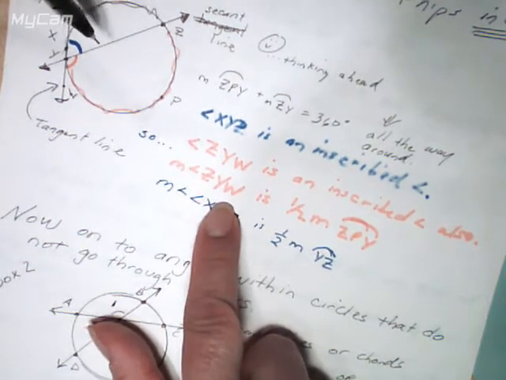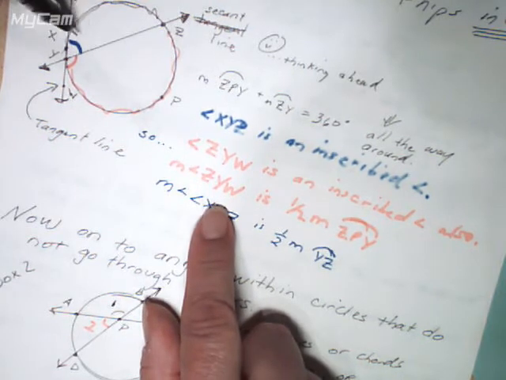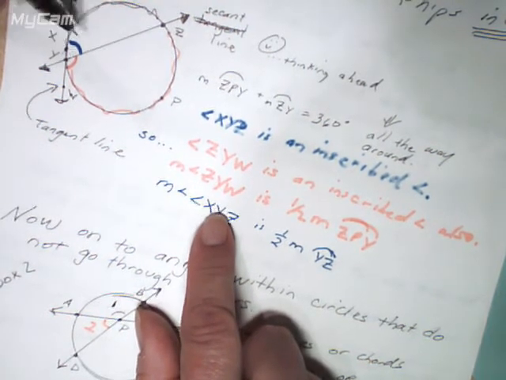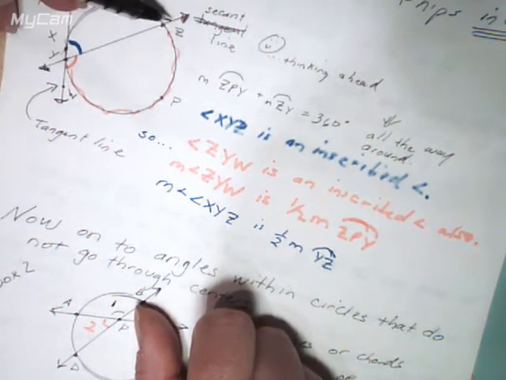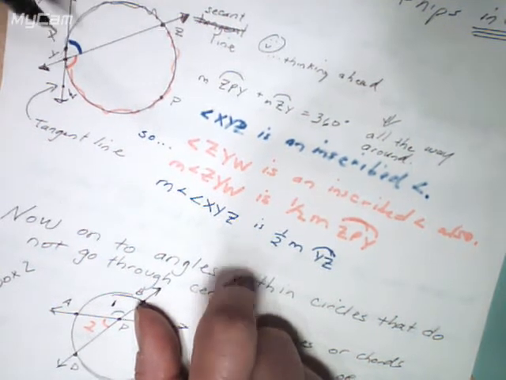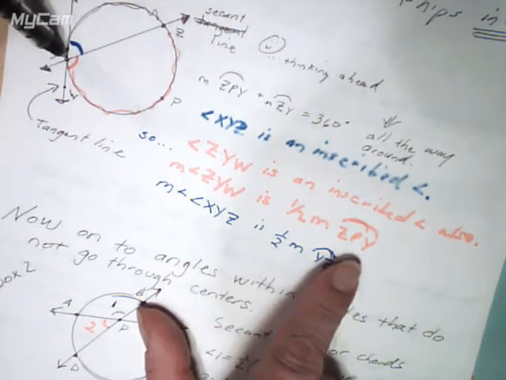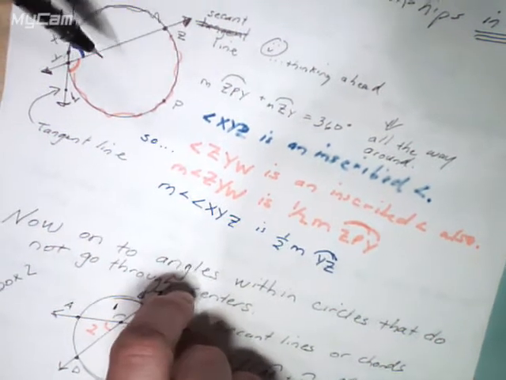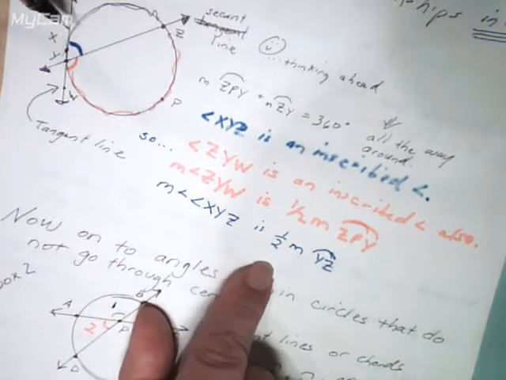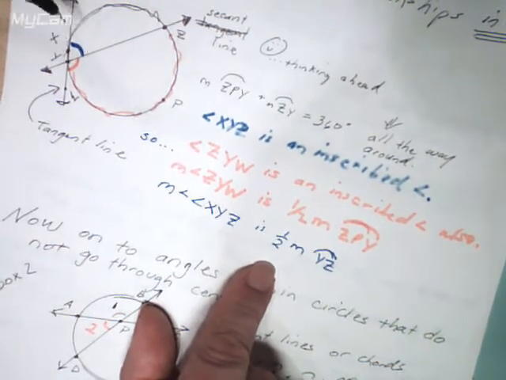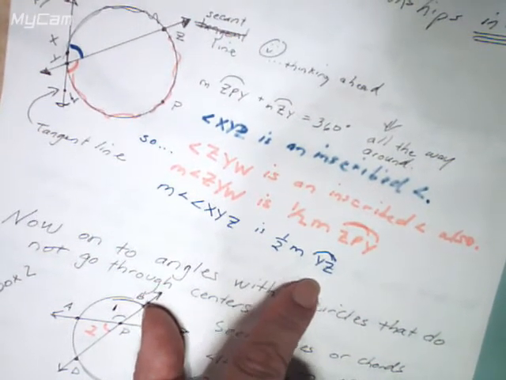So the measure is just the same as in 6.6. These inscribed angles are 1/2 their inscribed arc. So the measure of angle ZYW, that's the pink one over on this side, is 1/2 the measure of arc ZPY. So if you're given one, you have the other. The measure of angle XYZ is 1/2 arc YZ. I could say YXZ there if I wanted to.